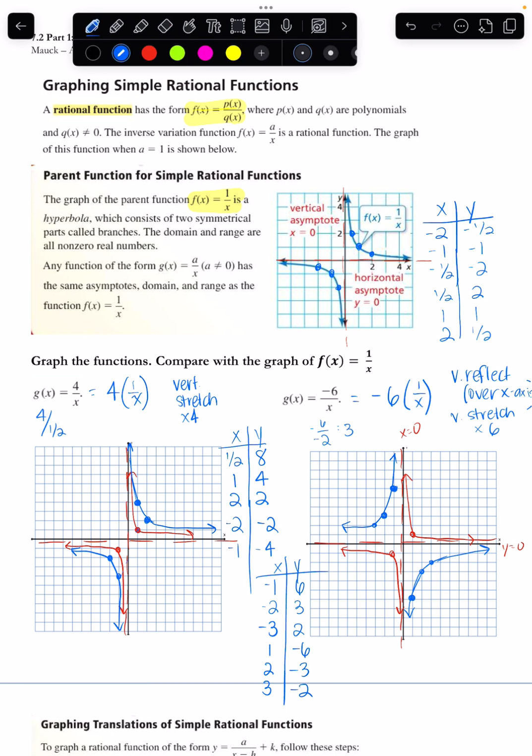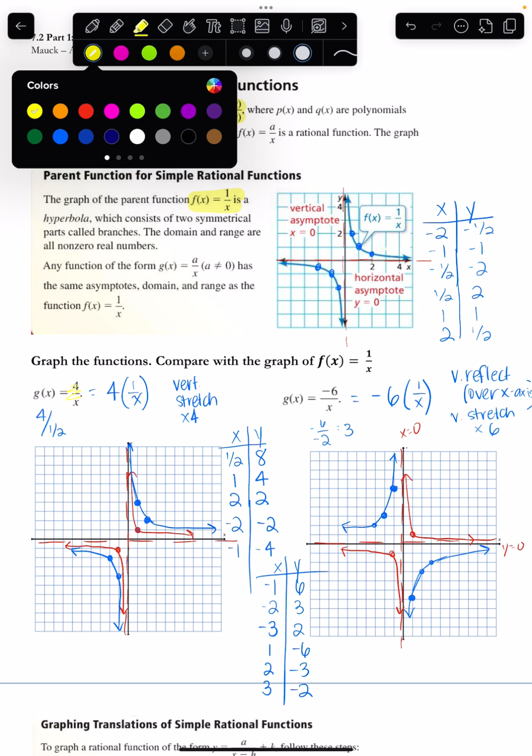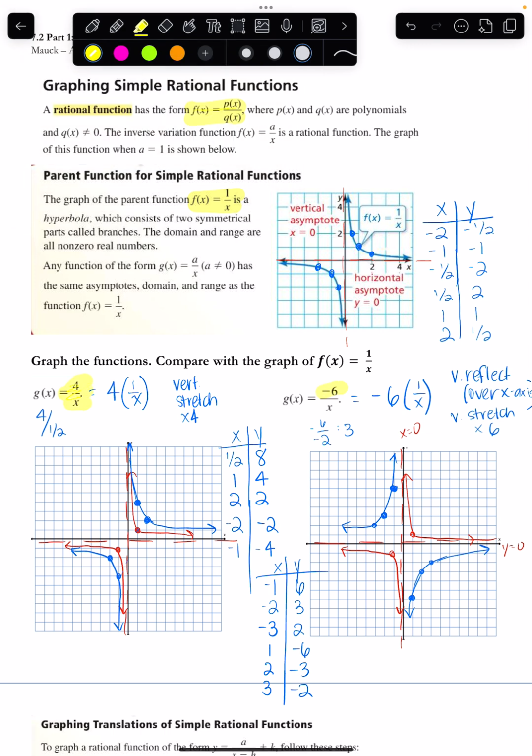All of your functions that fit this form here, whether it is 4 over x, -6 over x, or anything else, a number over x, that's always going to have a vertical stretch. And then if there's a negative sign involved, that is always going to be a vertical reflection. Take a minute and do the problems that you have on your paper that look just like this.